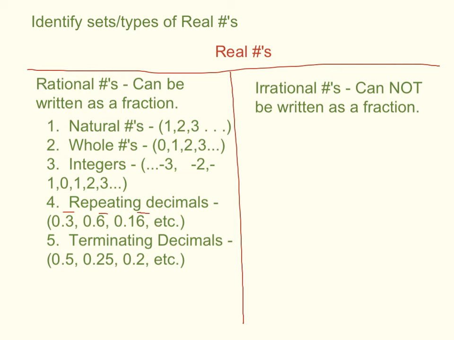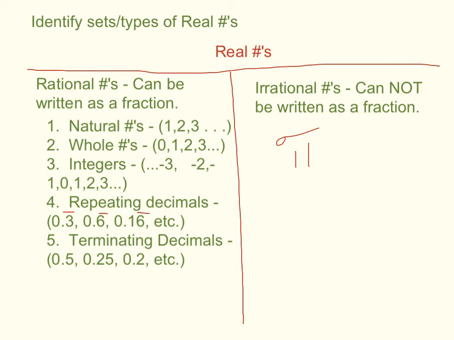The most common irrational number is pi. Pi is estimated to be approximately 3.14, but in truth, pi never ends and it never repeats. Scientists have never found an end or a repeating pattern to pi. So that's the reason it's irrational. We don't know how to write it as a fraction because it doesn't end, it doesn't repeat.